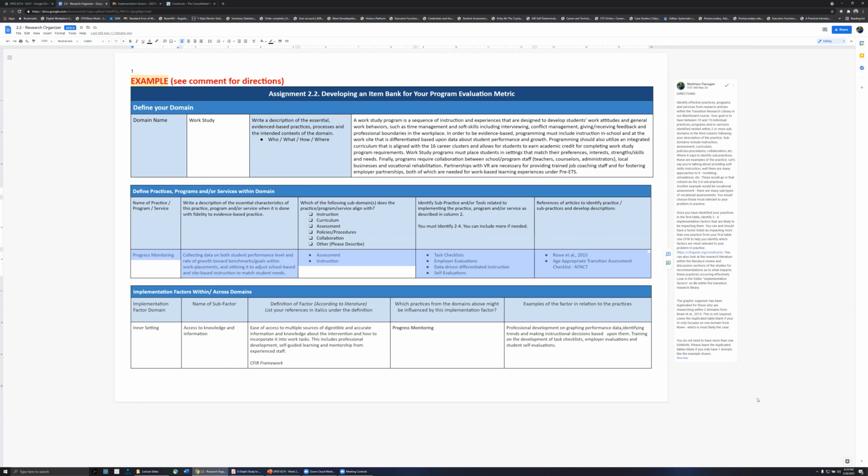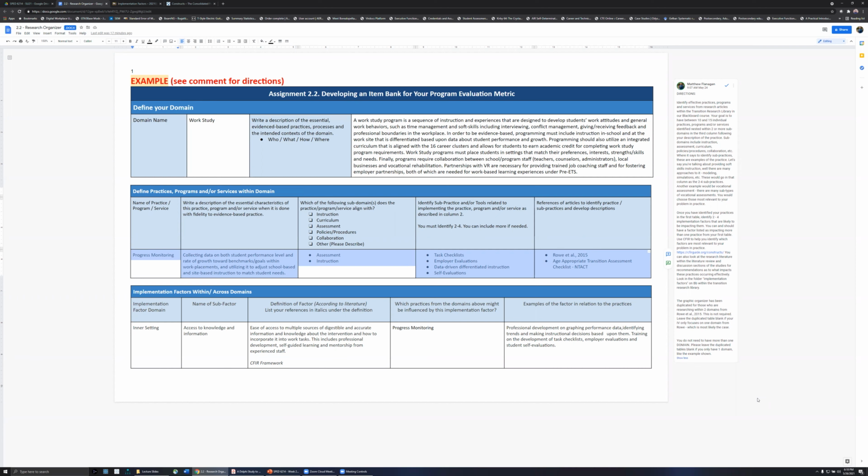You need to have access to knowledge-based resources, so professional development, self-guided learning, mentorship opportunities. So looking in the literature to say, if these factors happen, generally, more broadly, access to knowledge and information, then progress monitoring is more likely to be successfully implemented.